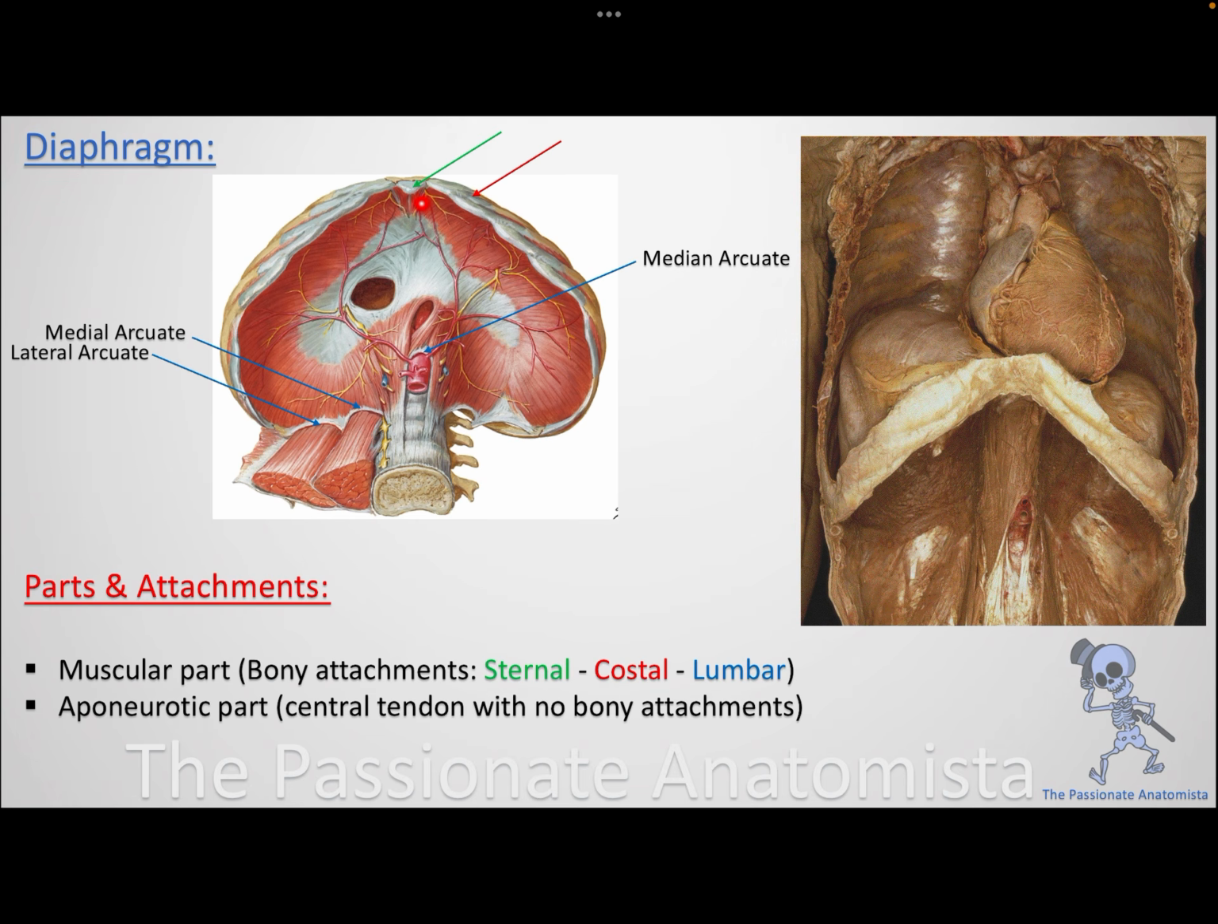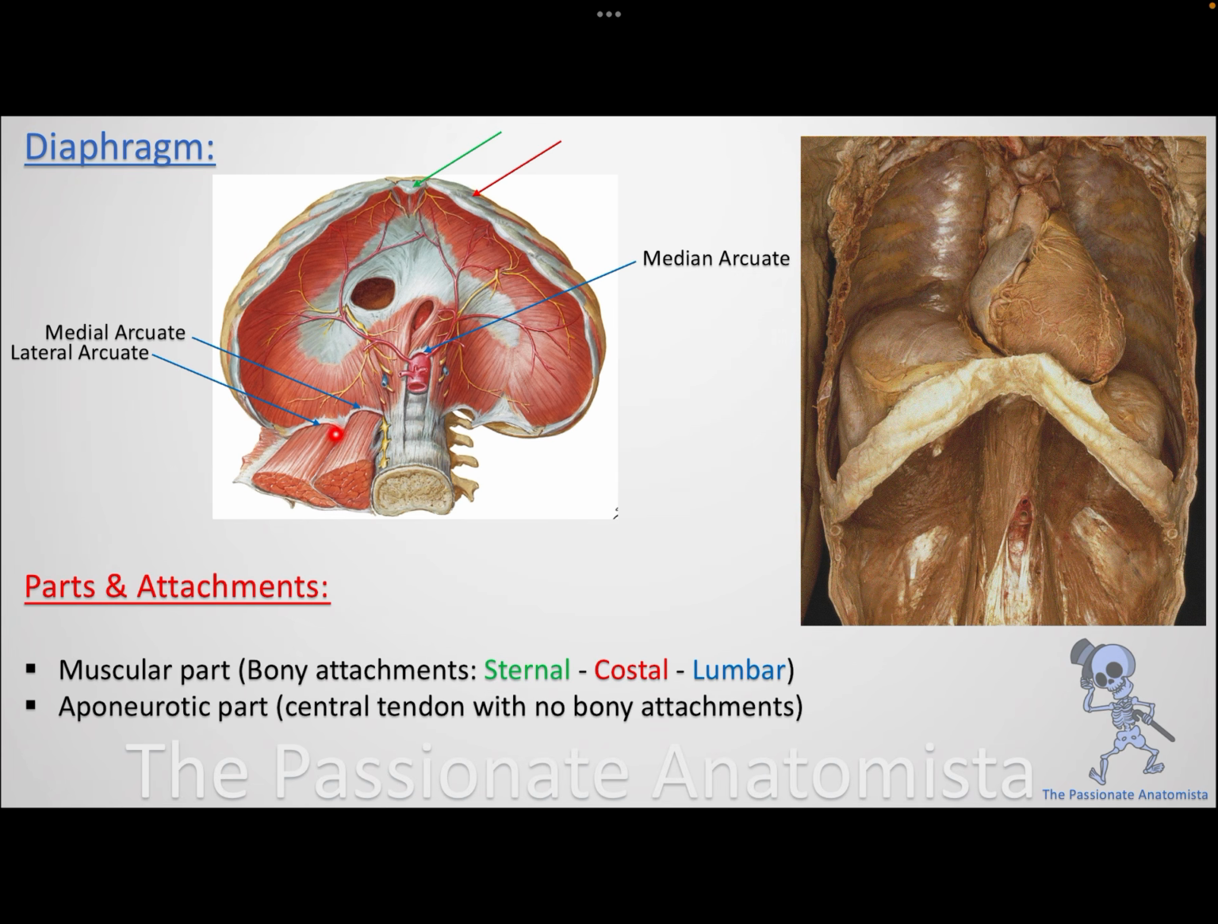So I have a sternal part that attaches the diaphragm to the lower part of the sternum and xiphoid process. I have a costal muscular part that attaches the diaphragm to the lower costal cartilages. I have lumbar parts that attach the diaphragm through ligaments to the structures in the posterior aspect, and these ligaments are going to be called based on where they are.